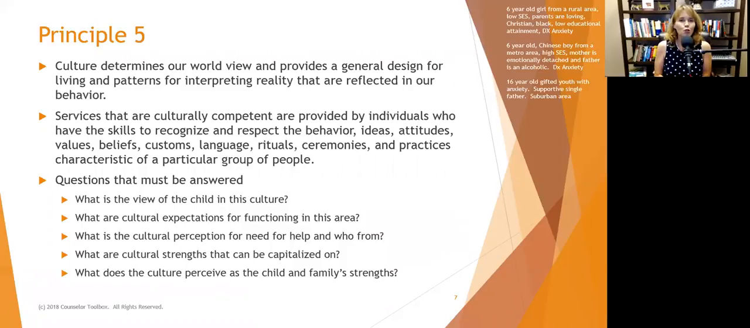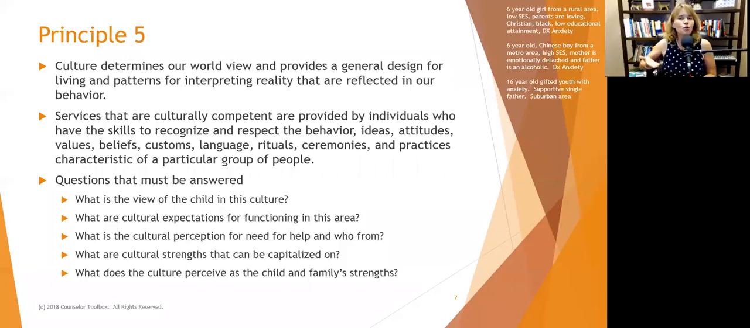Now remember, culture and ethnicity are not the same thing. Your ethnicity can be a culture, but we have a lot of different cultures that combine to make us who we are. So we want to make sure that we are paying attention. Rural communities have their own culture. Urban communities have their own culture. Different socioeconomic statuses may have ideas and beliefs and values and traditions that are different than other classes. So we want to pay attention to those things.